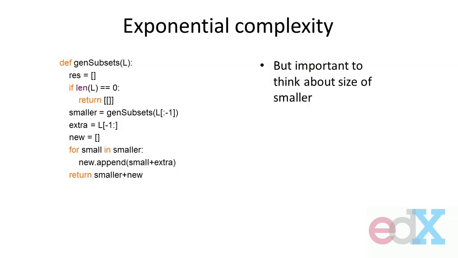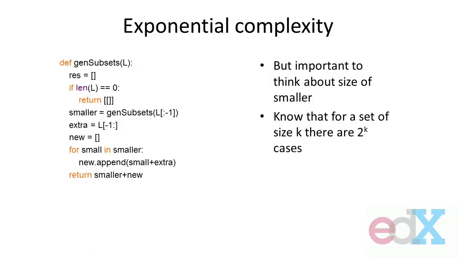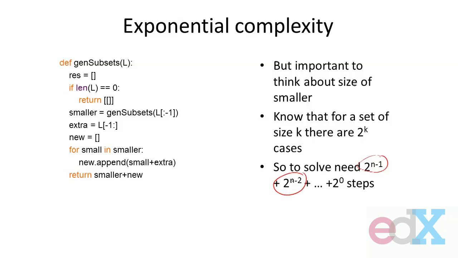Well, it's important to think about the size of that smaller problem. And in particular, we know that for a set of size k, there are 2 to the k cases. There are 2 to the k different possible subsets inside of there. So if I want to solve a problem of size n, I'm going to need to solve a problem of size n minus 1, and there are 2 to the n minus 1 possible solutions there. And then in the problem of size n minus 2, there are going to be 2 to the n minus 2, and so on, all the way down to 2 to the 0.